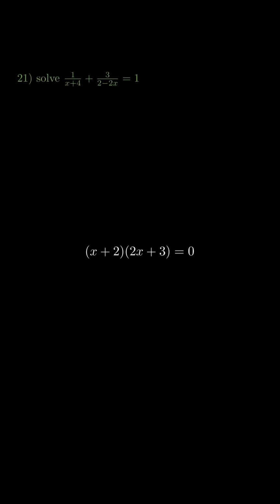Finally, we can treat the x plus 2 equals 0 and the 2x plus 3 equals 0 separately. So our first solution will have that x equals minus 2, and for our second solution, we get that x is equal to minus 3 over 2, or minus 1.5.